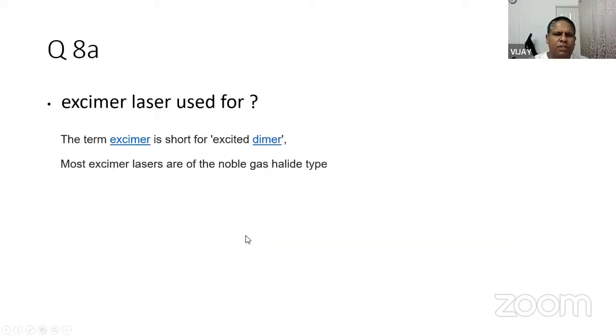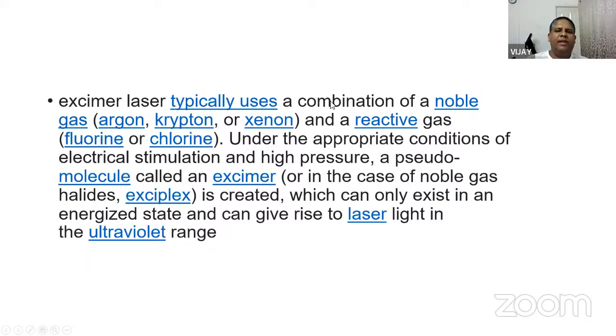One of the students asked about the excimer laser question, but it is used for LASIK and myopia correction. Just for completion's sake, excimer is short for excited dimer. Most excimer lasers are made of halide gas and noble gases. The excimer laser typically uses a combination of a noble gas. What are the noble gases? Argon, krypton, and xenon, with a reactive halide like fluorine or chlorine.